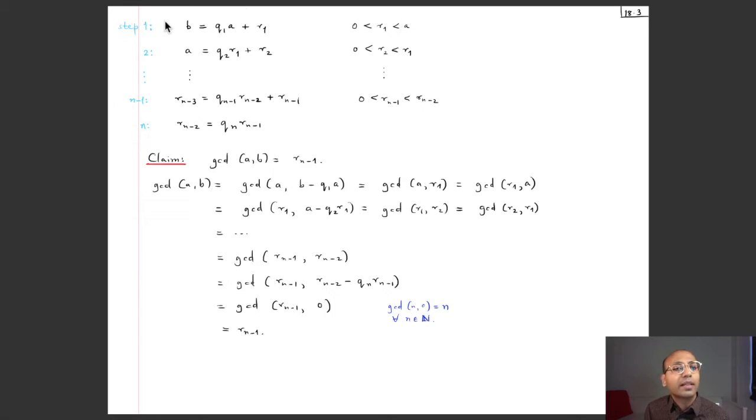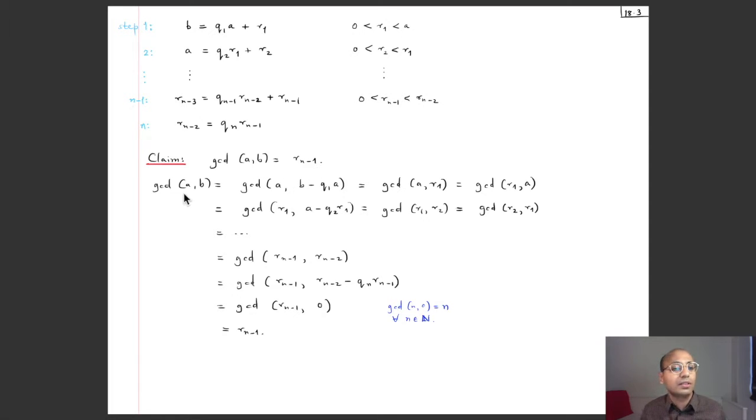Okay, so we get this array, and we are assuming that in each of the steps we end up in case 2, and finally at the nth step we end up in case 1 when the remainder is equal to 0. So we'll now prove the claim that the GCD of A and B is the last non-zero remainder, that is the remainder at the n minus first step before the remainder becomes 0 in the nth step. So the GCD of A and B is R(n minus 1).